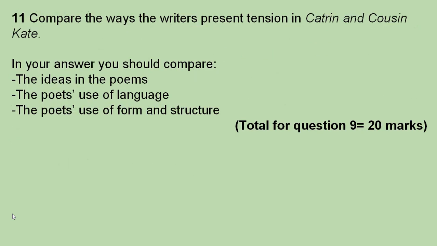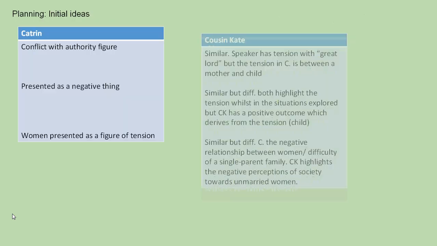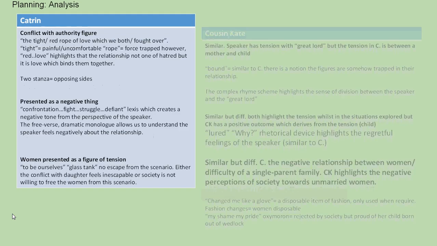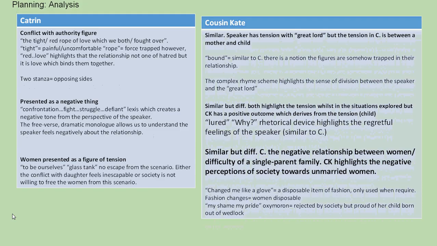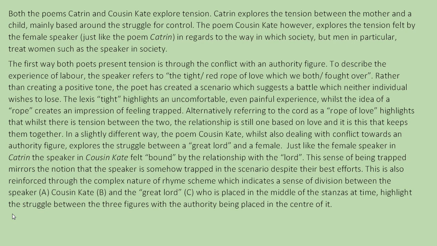Here's the question. Compare the ways in which the writer presents tension in Catherine and Cousin Kate. This was our plan. So please again make sure you go back and look at that. And then this is our answer.